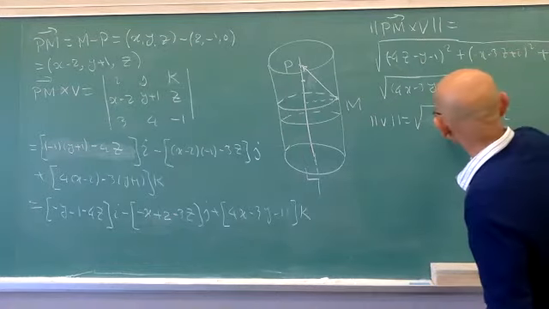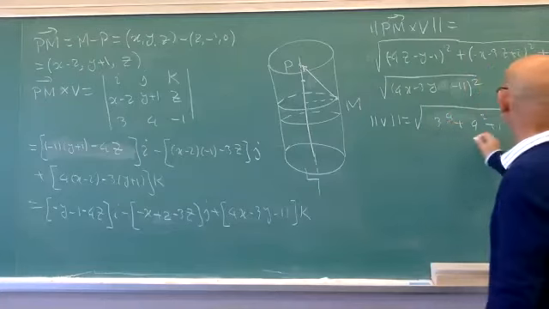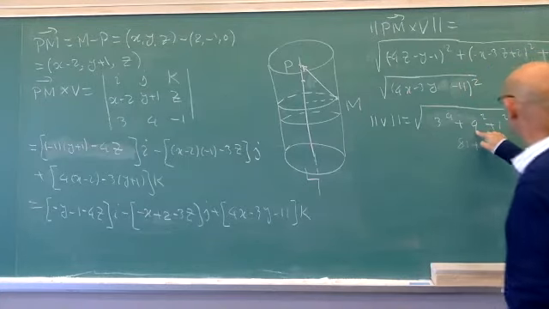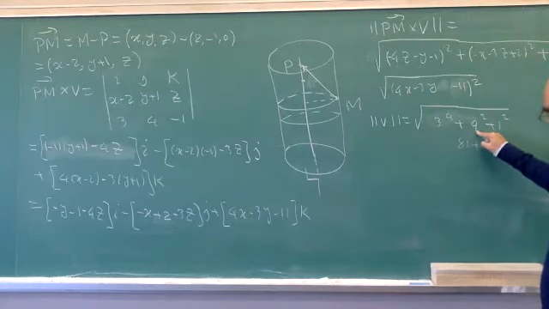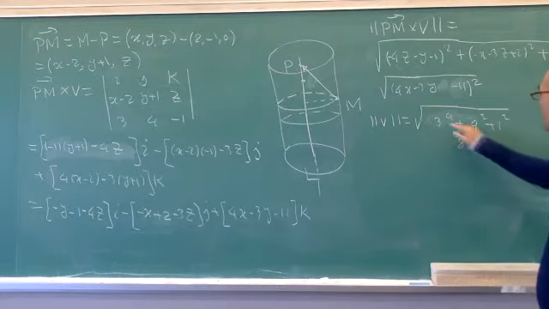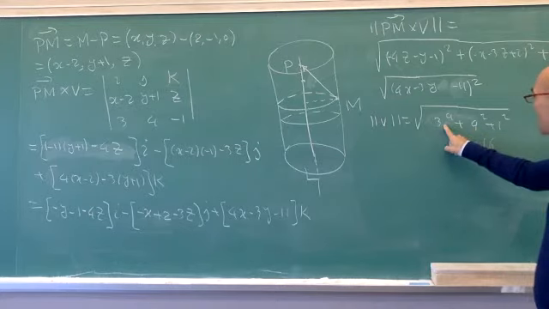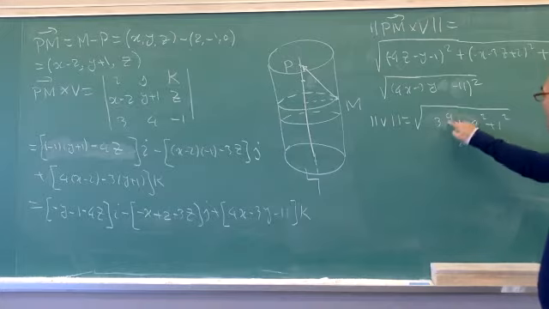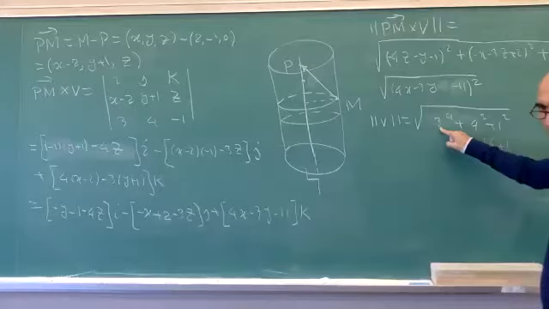So 3 squared, 9, plus 4 squared is 16, right? 9 times 1. 3 squared. 9 squared is 81, right? Yes.